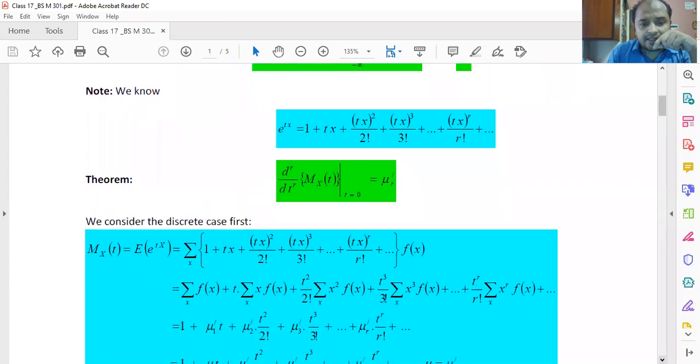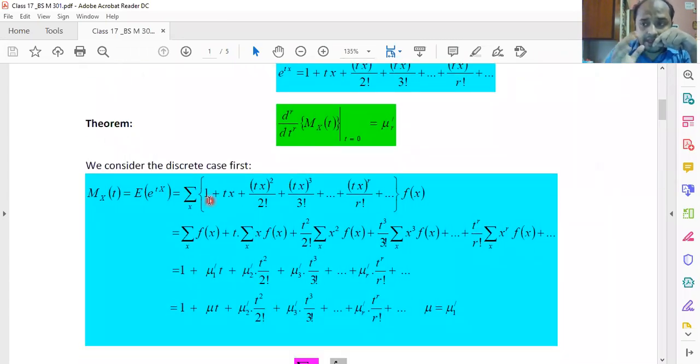First of all, we shall consider the discrete case. For the discrete case, we have got the series of e to the power tx. We shall replace the series over here in place of e to the power tx, as you can see. And we will operate the sum on each of these terms. Summation will be operated on 1 into f(x), that is f(x). Summation will be operated on x into f(x), on x square into f(x), on x cube f(x), on x to the power r into f(x), and so on.